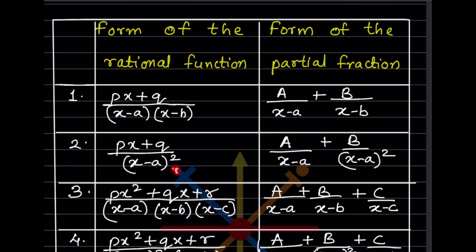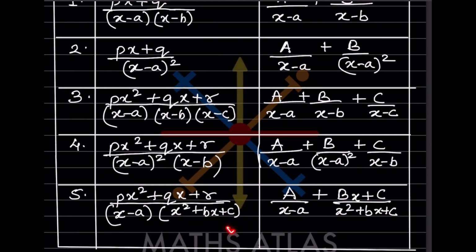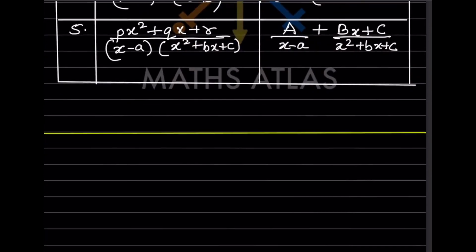If the denominator is x minus a whole bracket square, you can write it this way: a divided by x minus a plus b divided by x minus a square. If it is in this form, the denominator, you will write a divided by x minus a plus b divided by x minus b and c divided by x minus c. Now for this one, you can check here. And if it is of this type, then you have to write this way. Now let us see some examples so that it will be clearer.